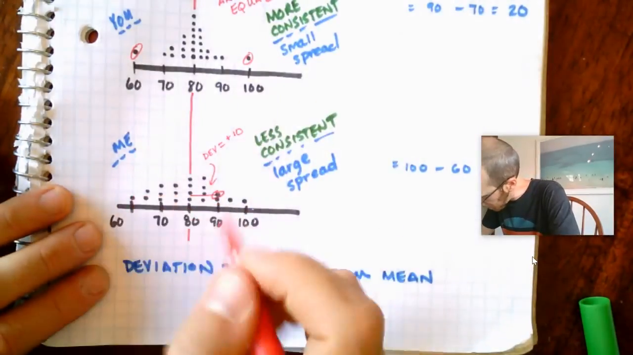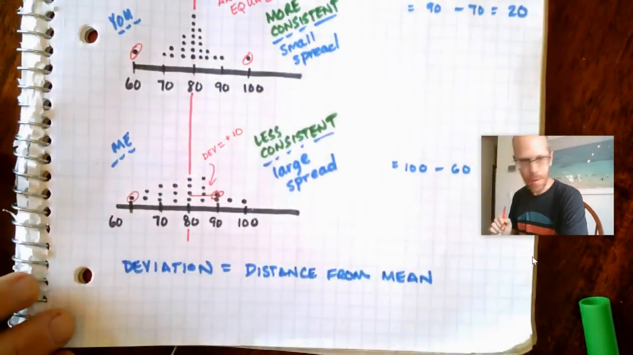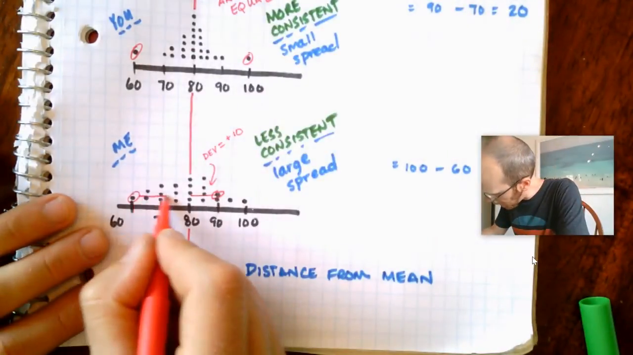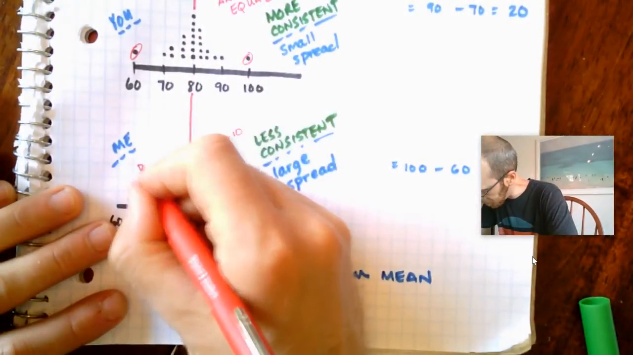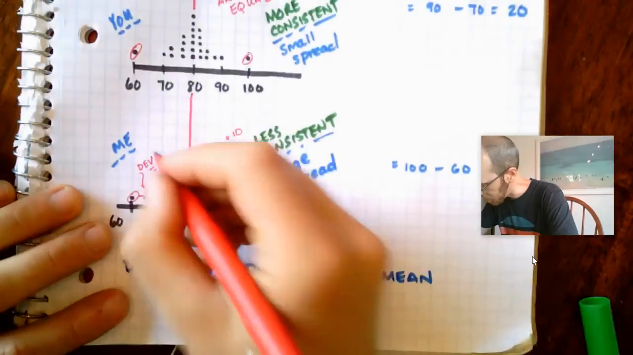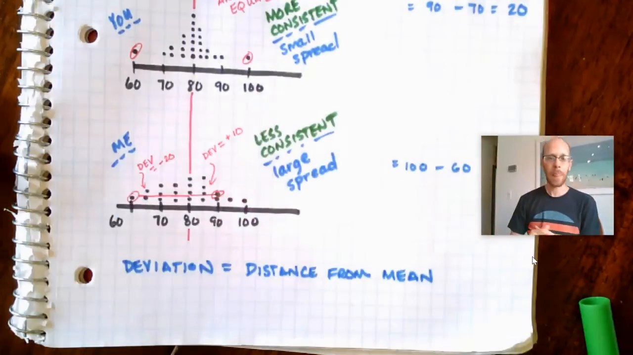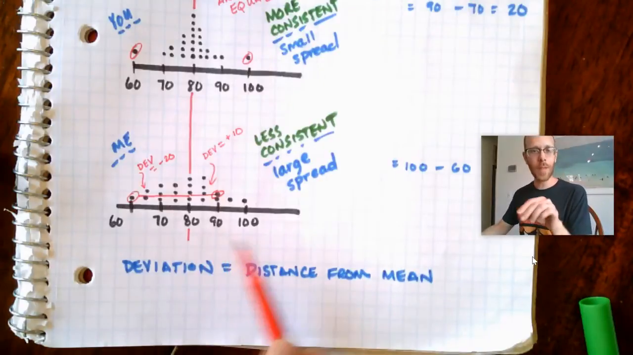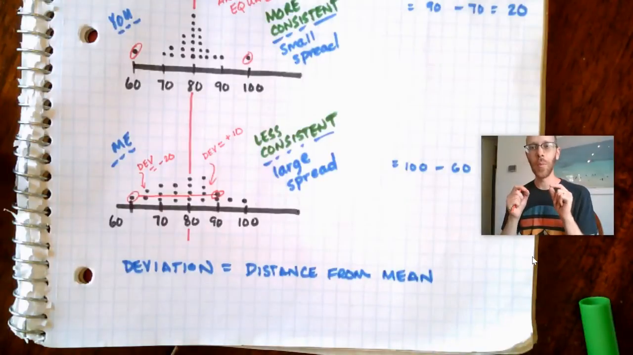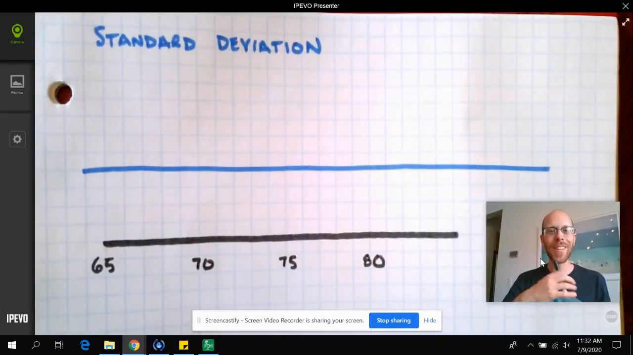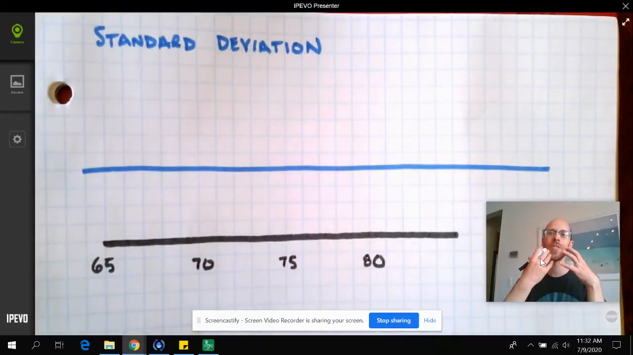Likewise, if we picked, say, this one right here, that's 60. That is 20 beats below my average. So the deviation for this one would be equal to negative 20. It is by calculating each one of these deviations and then looking at something like their average size that we're going to get a good measure of spread using something called the standard deviation. I'm going to show you how to calculate the standard deviation, or the standard size of the deviation, and to use this as a measure of spread.